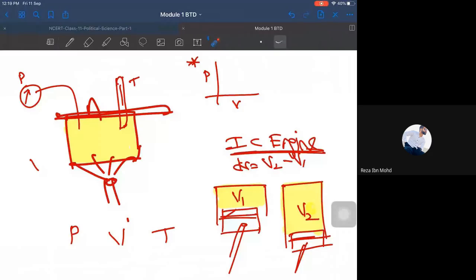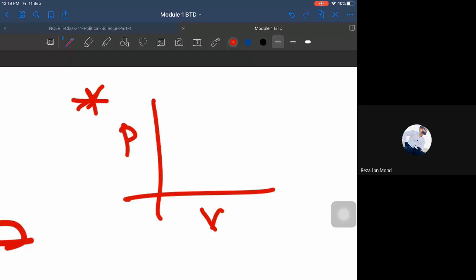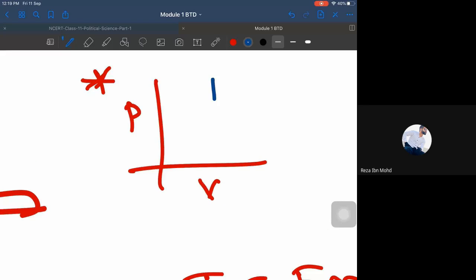When you just start to give heat to the system, what happens? Your pressure naturally increases. That is the basic sense. Now, if I want to plot this particular process on the PV diagram, what I will do is just plot it like this. Is that right?